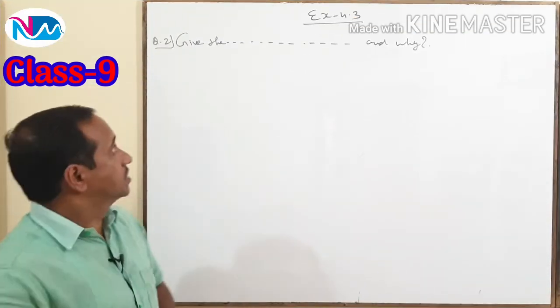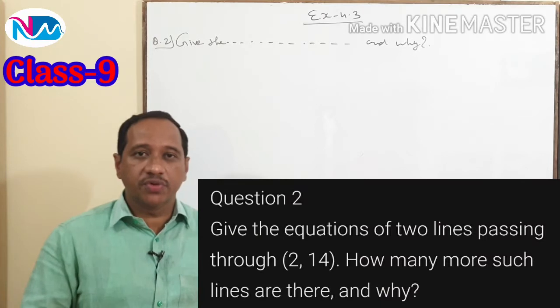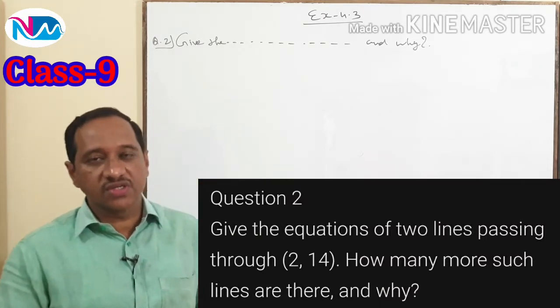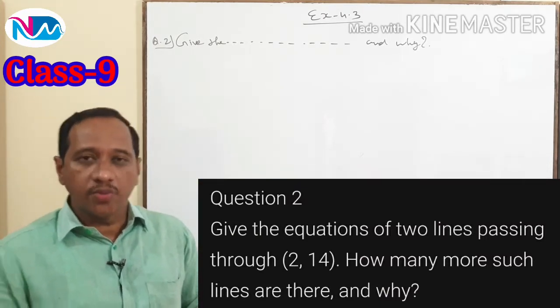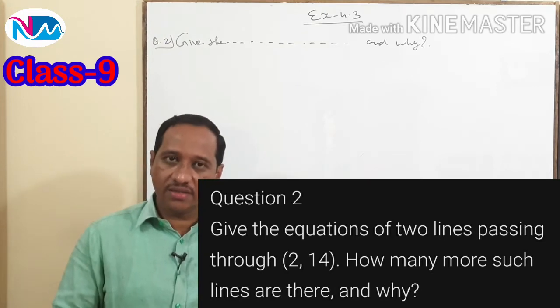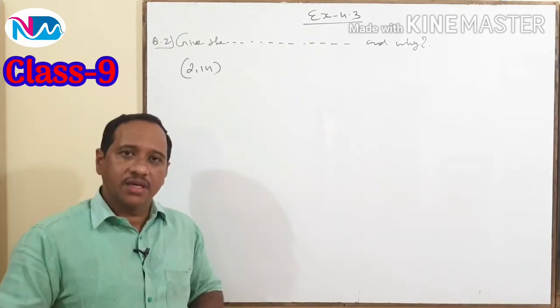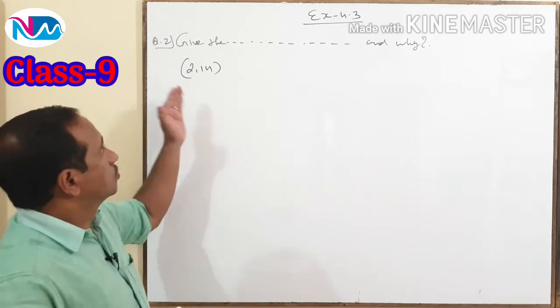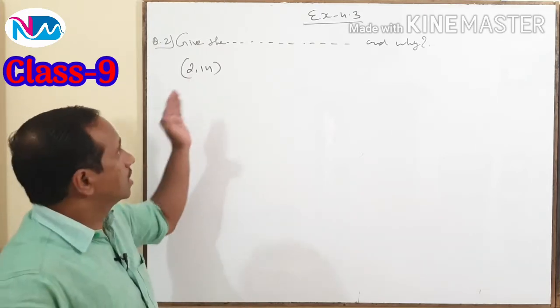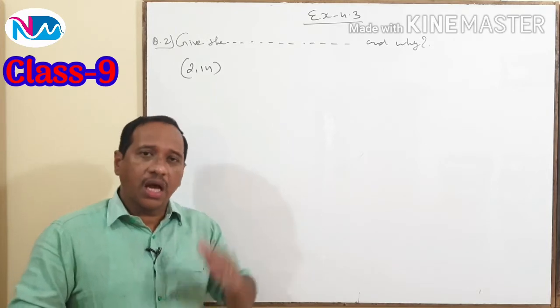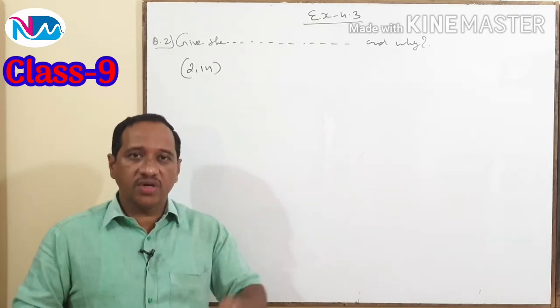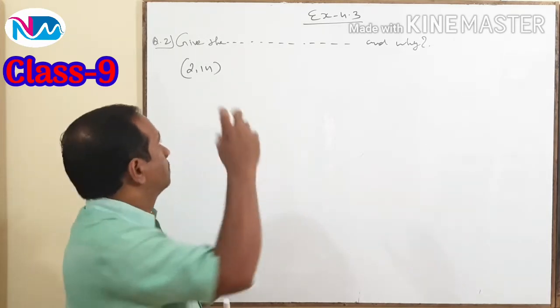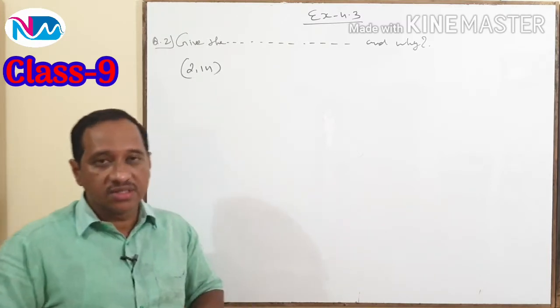The second question is, give the equations of two lines passing through the point 2, 14. How many such lines are there and why? Here you are given the coordinates of a point, that is 2, 14. X coordinate 2 and y coordinate 14. And you are supposed to write the equations of two straight lines passing through this point.